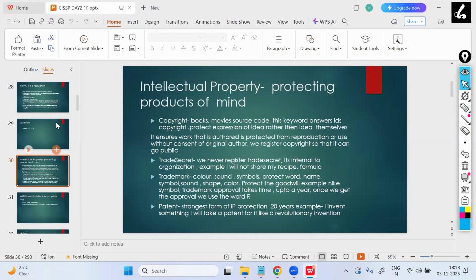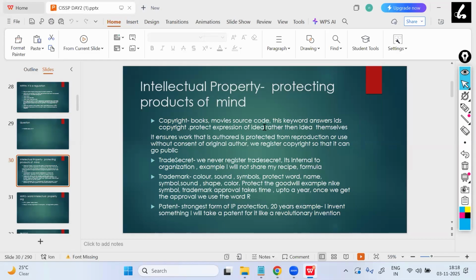One concept that we'll cover today is IP, intellectual property. By the word intellect, you would know who is an intellectual person, or what the meaning of intellect is. It is something related to mind, your sharpness, your intelligence, how intellectual you are. So what is intellectual property now?